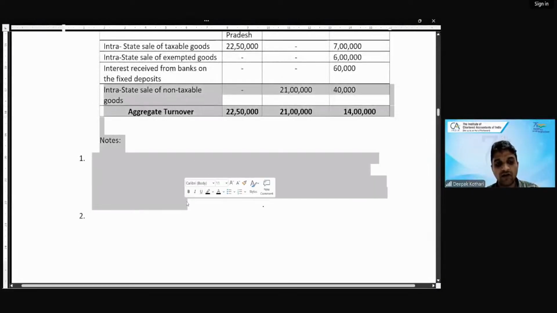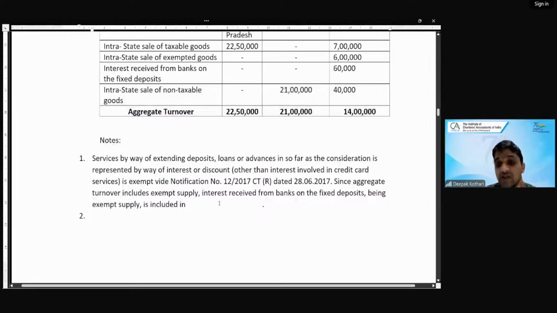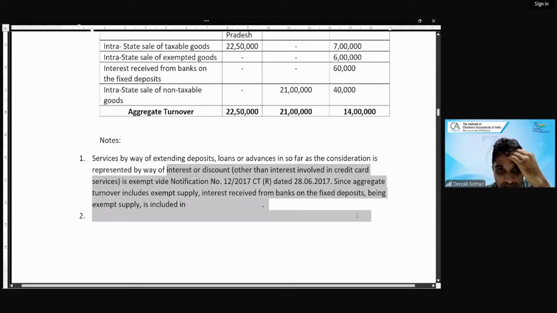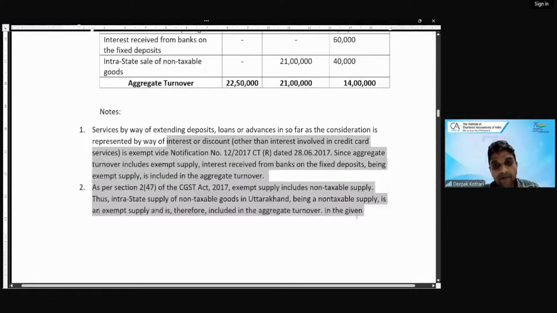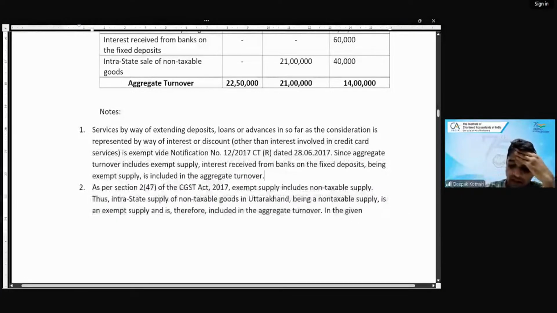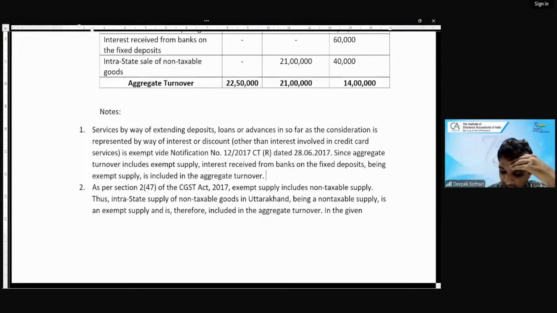Now the notes for why we are including what we are including are as follows. Service by way of extending deposits, loans or advances, insofar as the consideration is represented by way of interest, is exempt, right? It is an exempt turnover, since aggregate turnover includes exempt turnover. Interest received from banks is to be included in the aggregate turnover. So it is not that we have to pay tax on it. We don't have to pay, right?